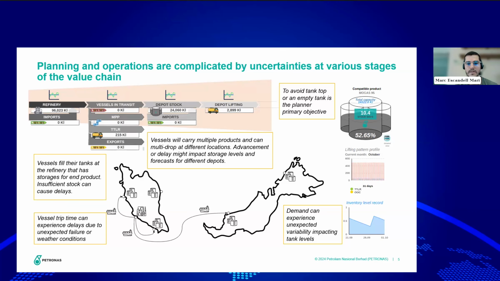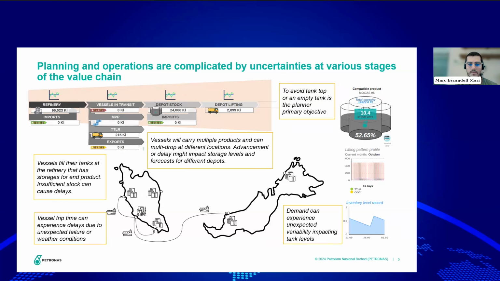The biggest concern of the planners is to avoid tank tops. A tank top can happen if you bring a vessel too early and there isn't enough space in the tank for the cargo to unload. So it has to leave with a volume in the tank. So that's a value lost.